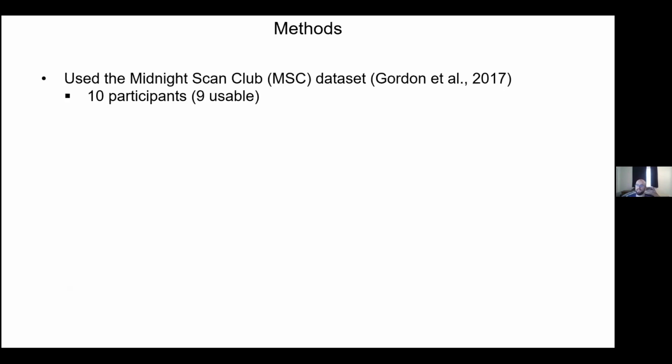And so in this study, we use what's called the Midnight Scan Club dataset. So there's 10 participants that were sampled in this dataset. One is not reported here because they had a lot of head motion in the scanner, and head motion just wreaks havoc on functional connectivity estimates. So we do not include them in this study.